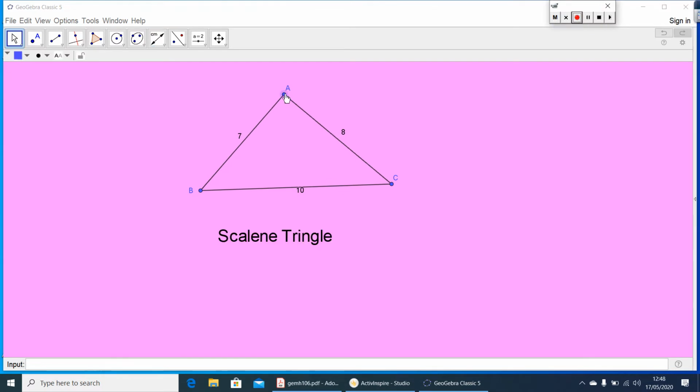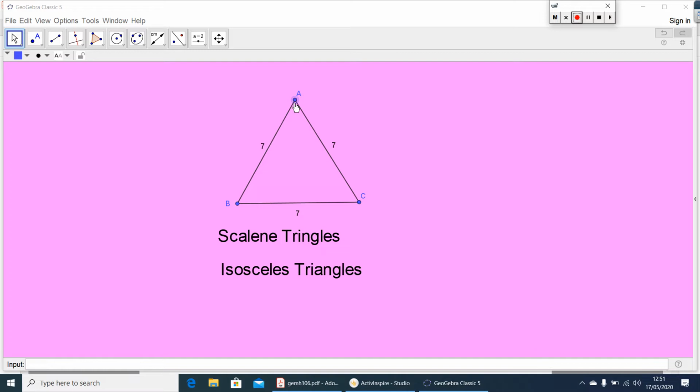Now let us change the sides. Here two sides are equal. Such triangles we can call isosceles triangles. Now look at the length of the sides. All sides are equal, 7 units. This kind of triangle we can call an equilateral triangle.